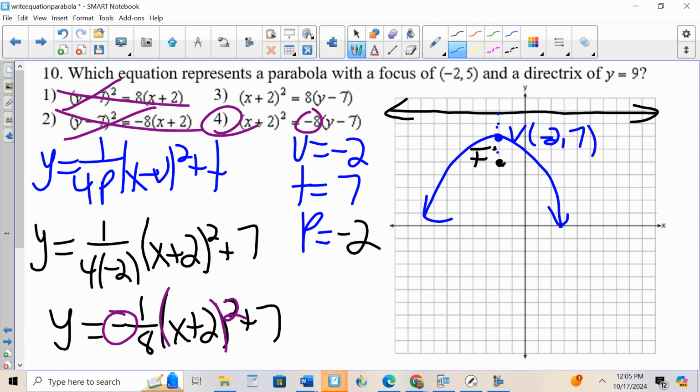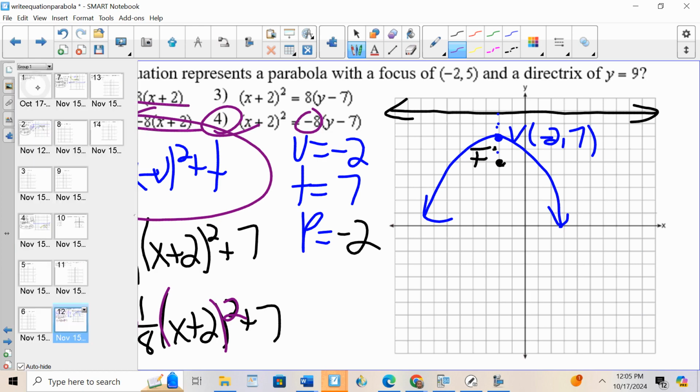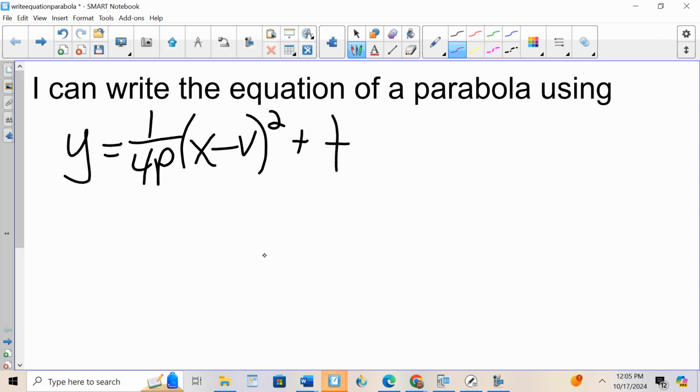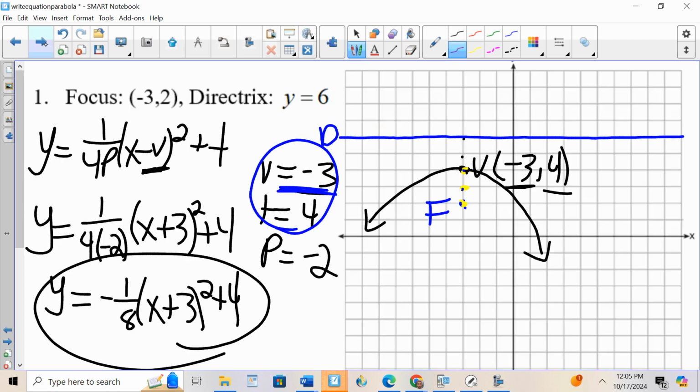So to write the equation, y equals 1 over 4p (x minus v) squared plus t, and your vertex is always in between the other two.